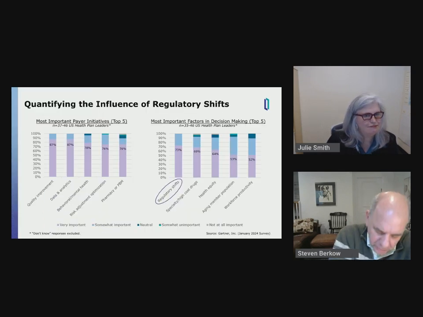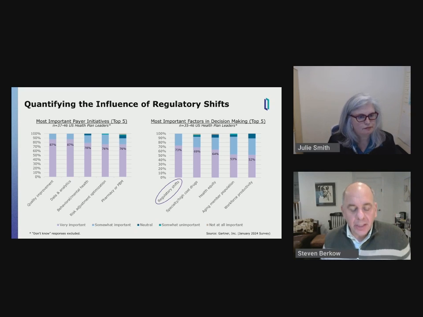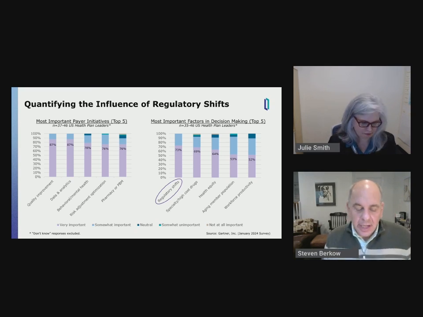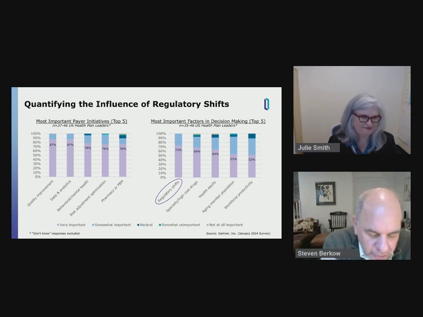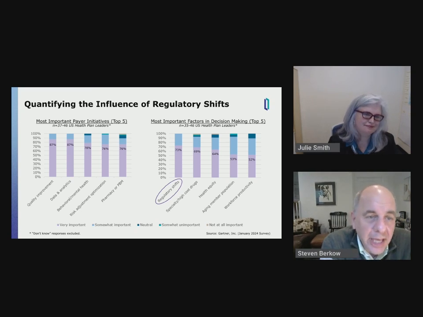So first, just some numbers to quantify the ROI challenge. What you see here are actually results from a recent Gartner survey of 46 health plan leaders. And on the left, we've graphed out what they rated as their top 5 most important payer initiatives in the year ahead.